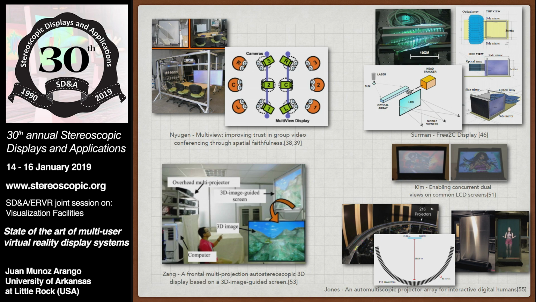Finally, Jones uses 216 projectors closely spaced from each other to project onto an anisotropic light shaping diffuser to generate a 3D image.